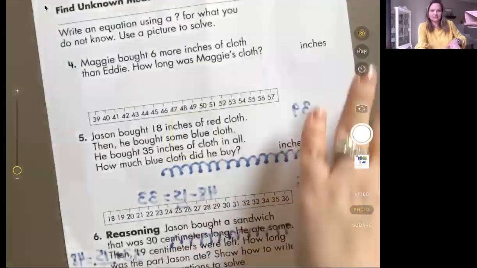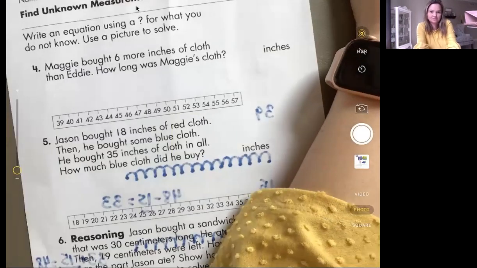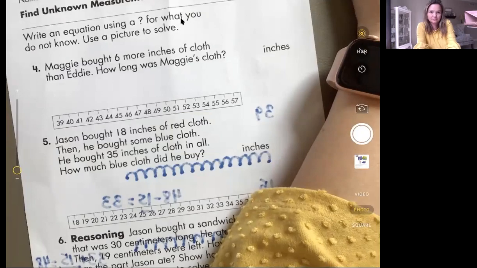Let me pause this. My marker went through. Okay, sorry about that. Here is a better view of the back.